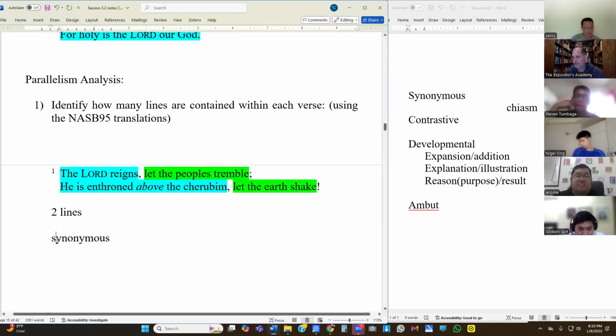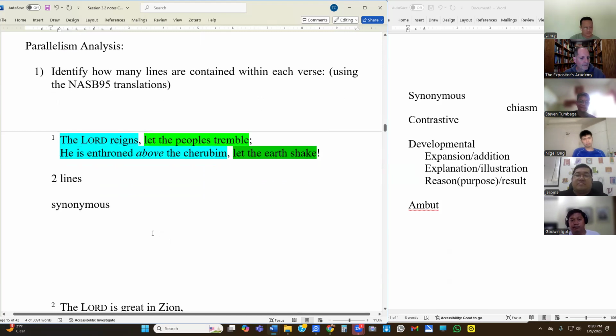Any questions on that? Some might say it looks like developmental expansion because it just looks a little different in the second line. But I think it's still the same idea. The Lord reigns, he is enthroned. I think that's the same point being made. And then the second line really shows the synonymous idea being presented here.